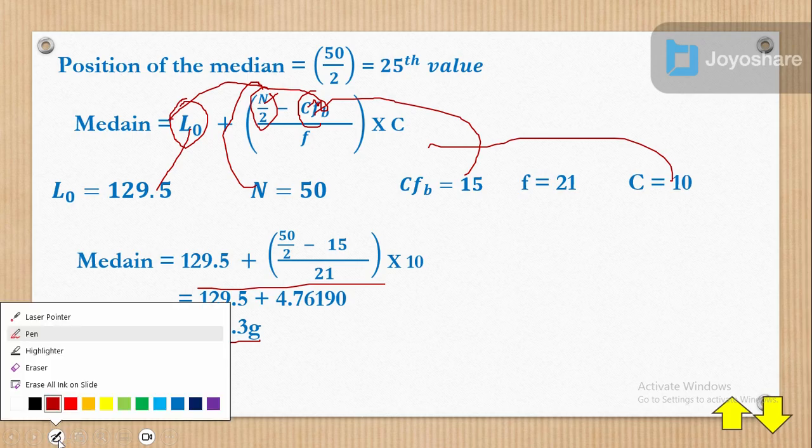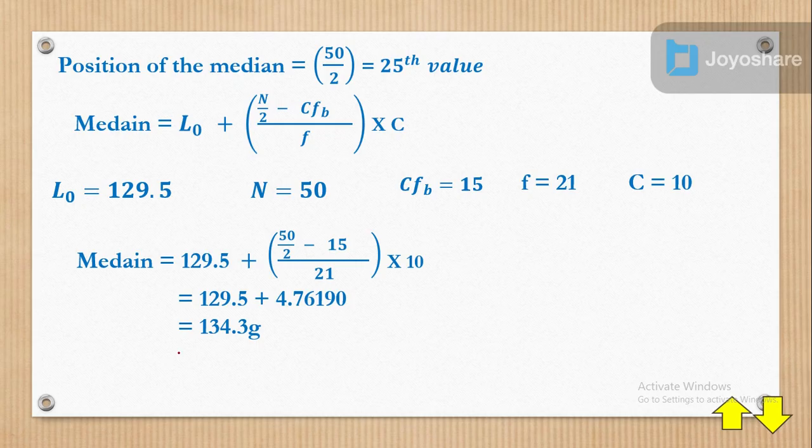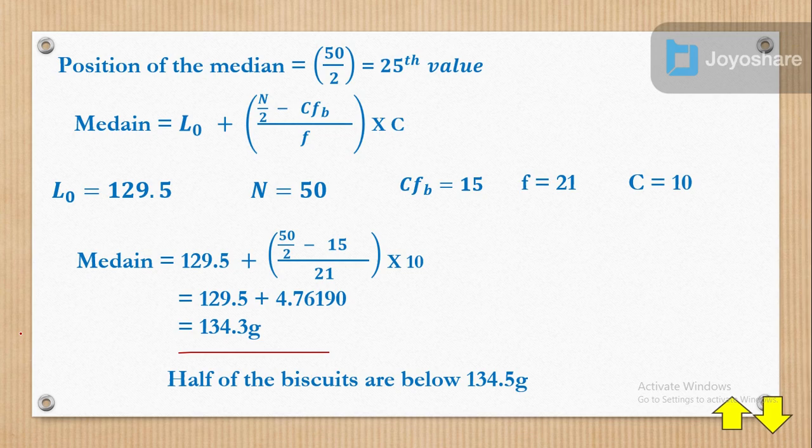So why are we finding the median? It is because of how the question is set. They talked about half, which means a median. Let's now conclude. We shall say now half of the disputes are below 134.3 grams. It was just a typing error, I think, like that.